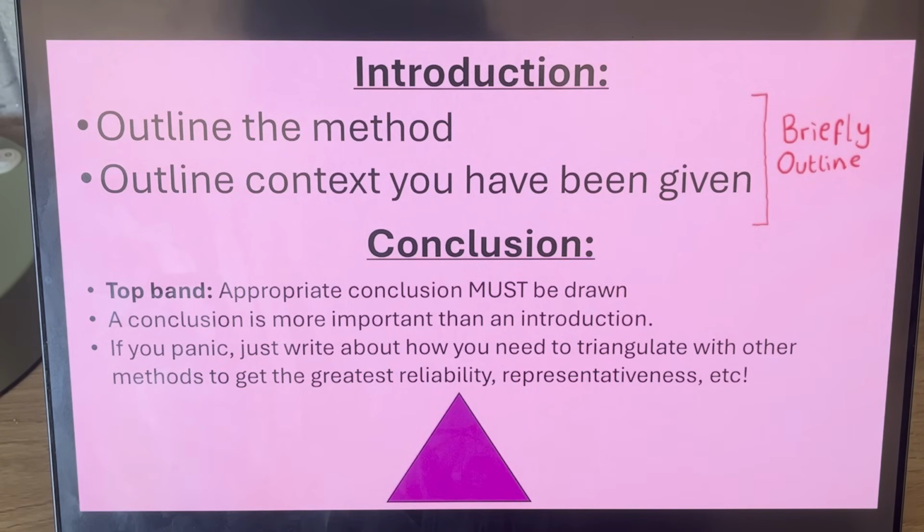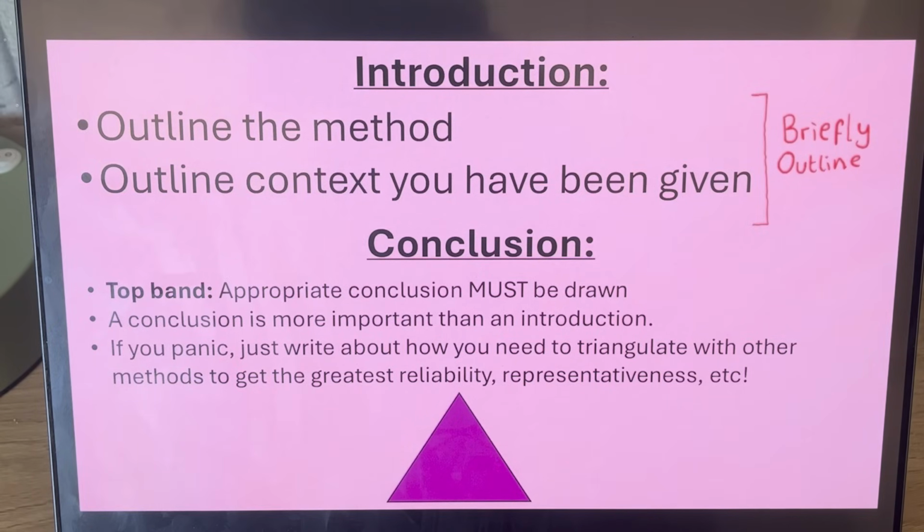And conclusions, now you do have to include a conclusion if you want to get those top band marks. It says appropriate conclusions must be drawn. So that's for your 17 to 20 marks. A conclusion is more important than an introduction. I think I've already said that.